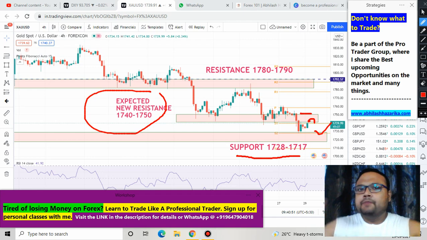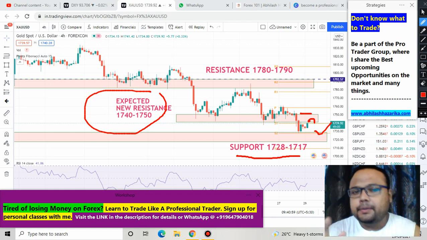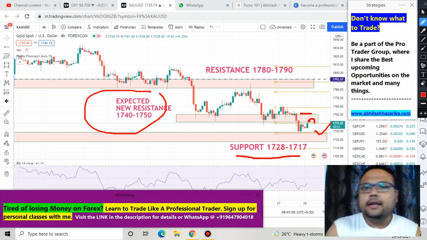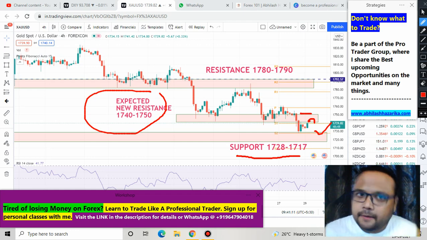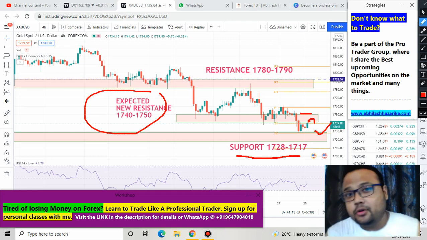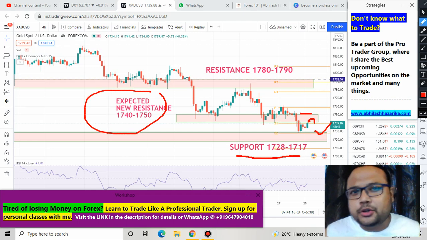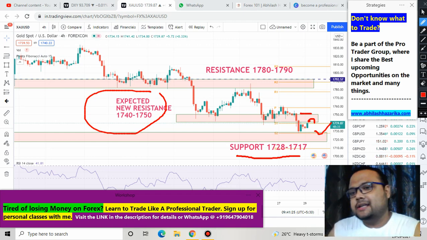Just keep in mind the overall chart of gold USD has become quite complicated and volatile. So if you are a beginner, if you're in a learning phase right now, then please avoid gold USD, because the volatility and the complication in the chart of gold USD may bring some trouble to your trading account. There are other possibilities and opportunities on other currency pairs, so you can also look for opportunities there as well.